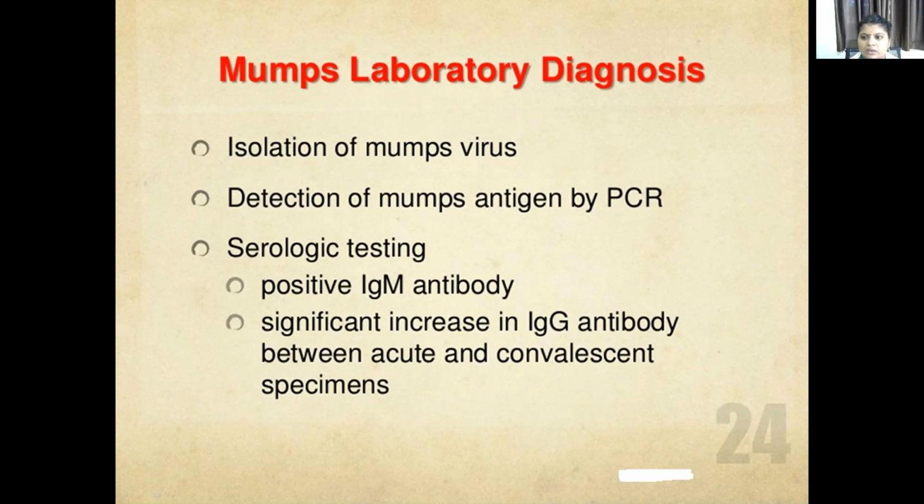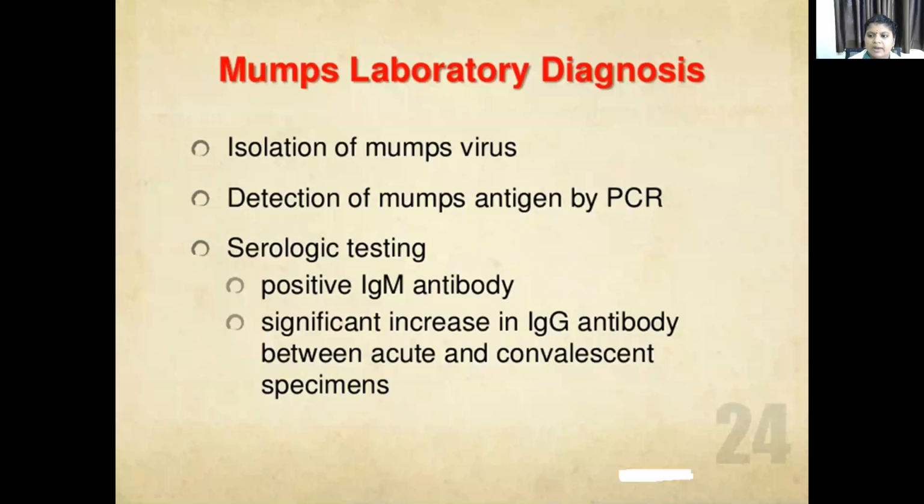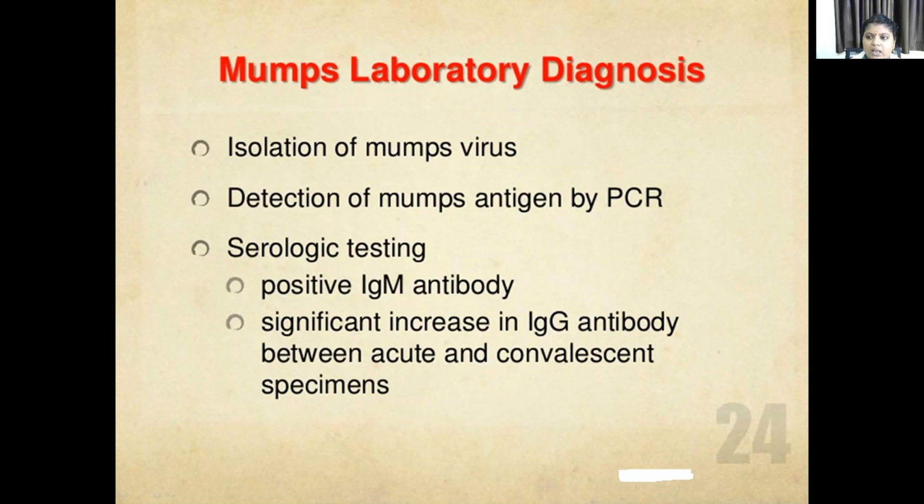If you use serological tests, because of a wide range of cross reactions, that is one of the major disadvantages of the serological tests. But using IgM antibody ELISA is helpful for the specific diagnosis of mumps. Another thing is paired serum samples are also used, where we look for a rise in titer of the antibody level between acute and convalescent specimens.